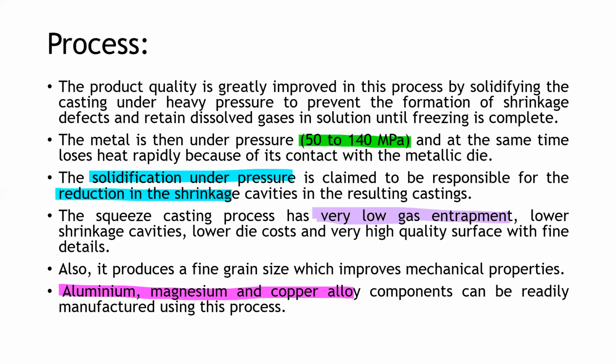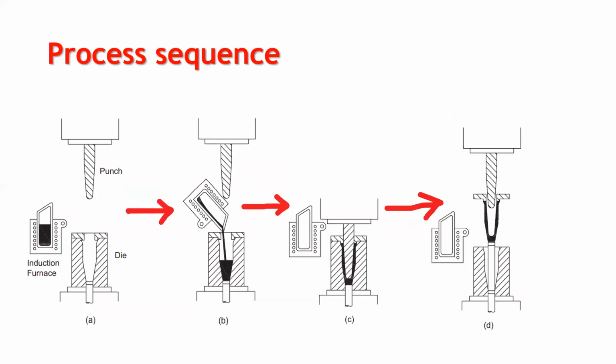The materials cast in the squeeze casting process are aluminum, magnesium, and copper alloys. This squeeze casting process is much more similar to the cold chamber die casting process. In the cold chamber die casting process, we use comparatively high melting point metals like aluminum, magnesium, and copper alloys like brass. And this is the process sequence.